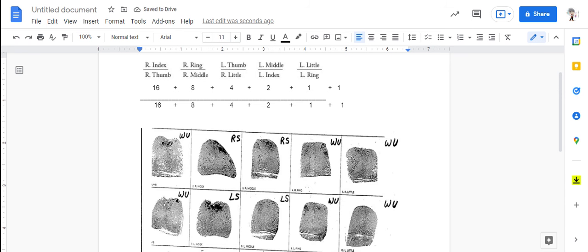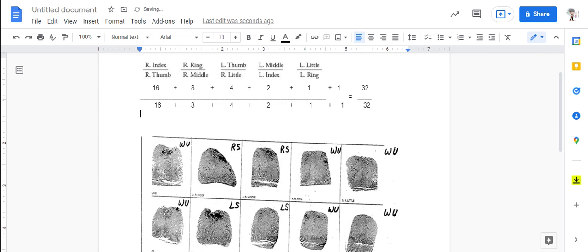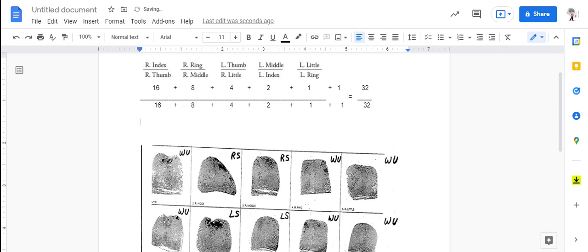So if every single finger had a whorl, and we added all those up, then we'd get a value of 32. And same thing on the denominator, we get a 32. So the primary classification of a set of hands that had all whorls would be 32 over 32. But like I said, only fingers that have whorls get a number.